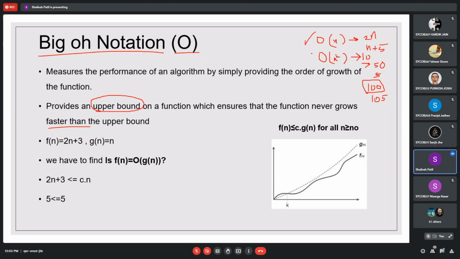So it gives us the upper bound of the execution of your algorithm. How to represent it: it is capital O, you have to make it. Don't write small o, it should be big O. For that purpose it is called big O notation. For what purpose are we using this big O notation?